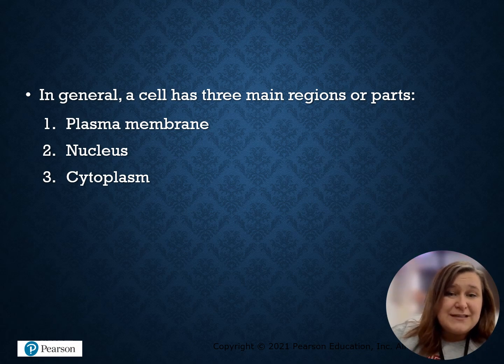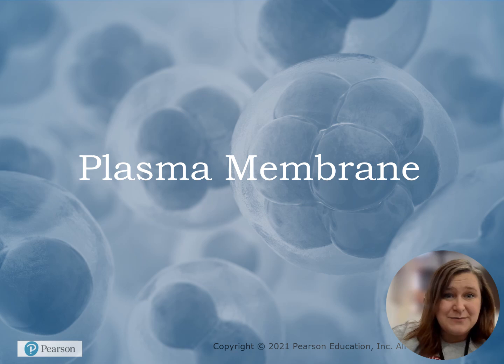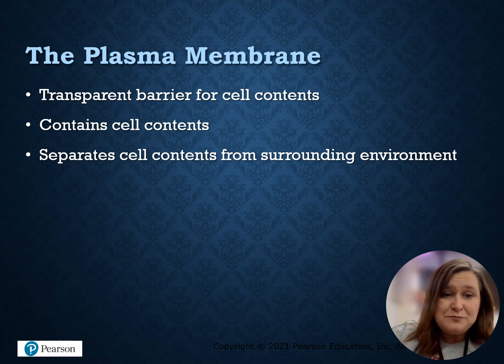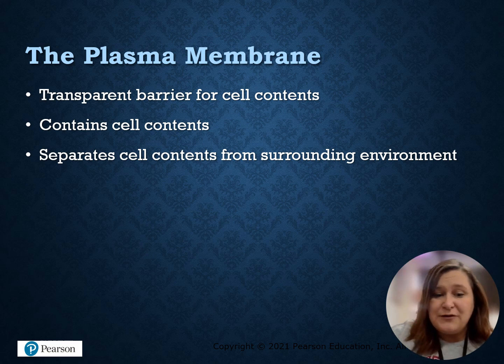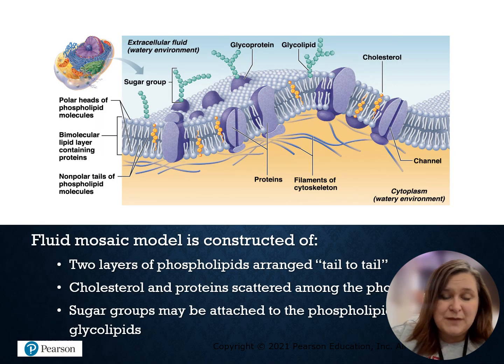So let's talk a little bit about the anatomy of the cell. In general, a cell is going to have three main regions or parts. That's going to be the plasma membrane, the nucleus, and the cytoplasm. And then within all of those, there will be more constituent parts that we're going to talk about. Let's talk about the plasma membrane first. So the plasma membrane is going to be a transparent barrier that's going to enclose all of the cell contents. It is going to separate the things inside the cell from the surrounding outside environment.